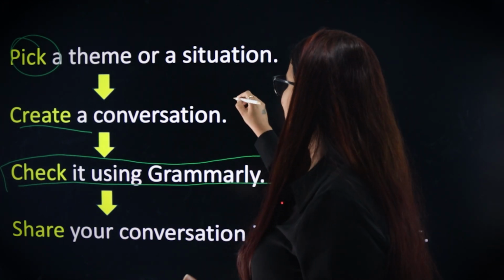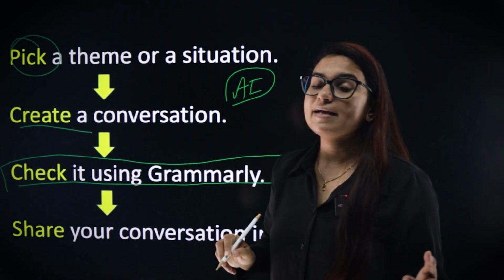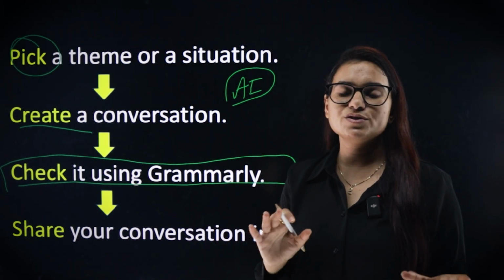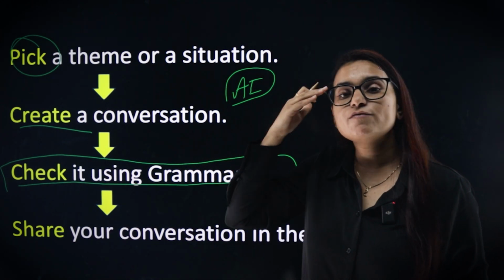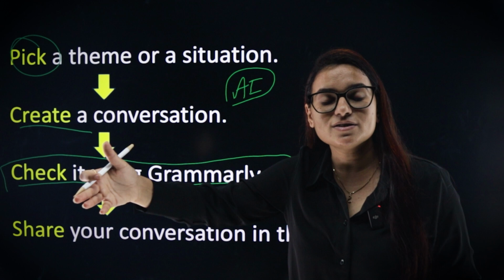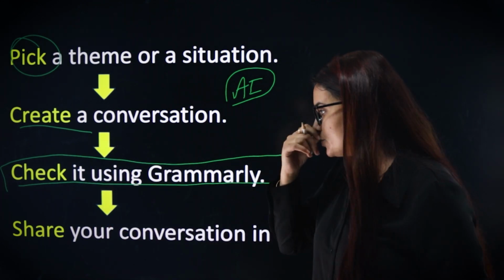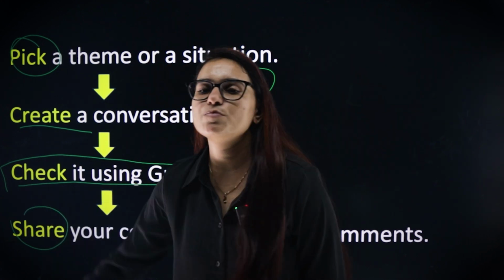These days, you can actually take help from AI for creating a conversation with you. But again, AI creates a very computer generic situation. You have to add a human touch to it. You have to use your emotions. You have to use what kind of situations actually happen in your life. So create a conversation, check it on Grammarly, and this is the most important part.